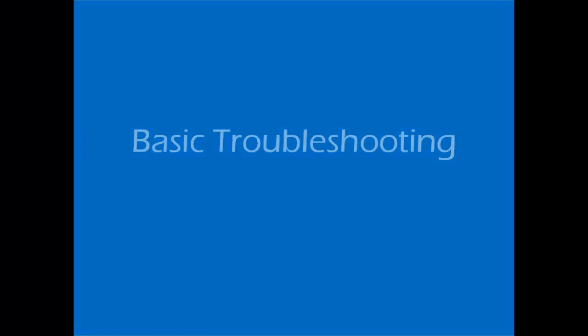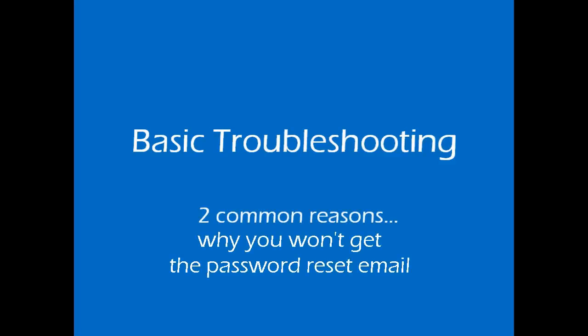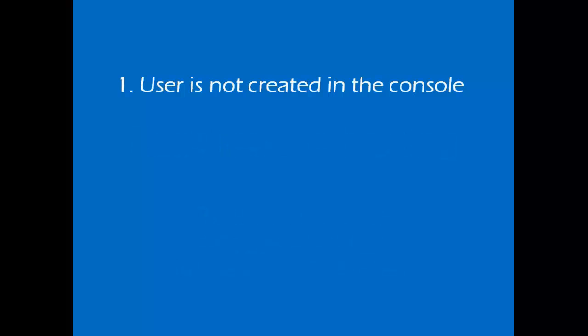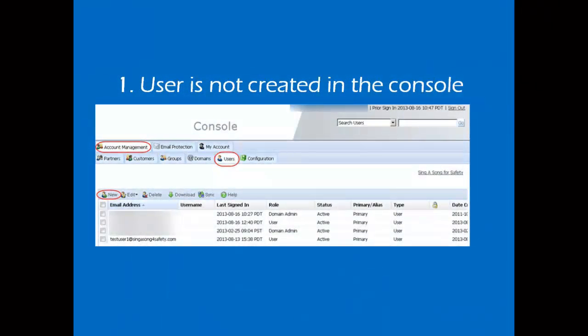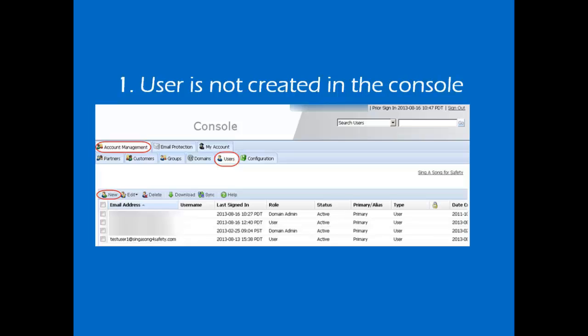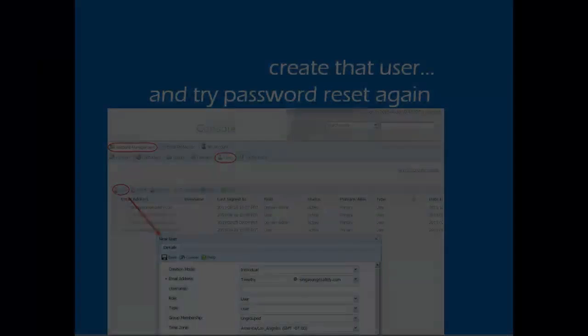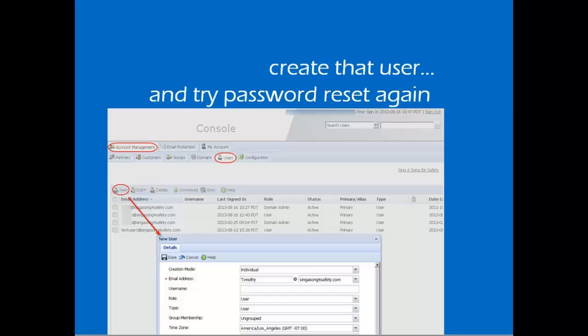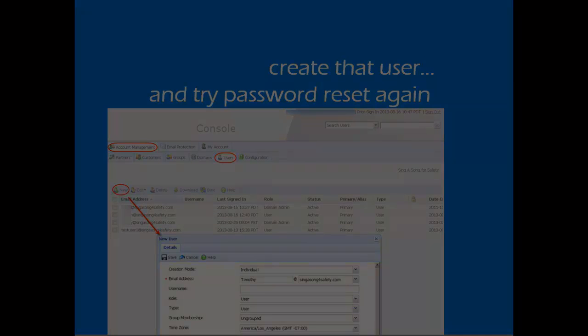Now let's talk about troubleshooting. If you don't get the password reset email, there's two common reasons that could be. Number one, the user is not created in the console. You'll need to have an account in there to be able to receive the password reset email for that account. If this is the case, go ahead and create the user and try the password reset email again.